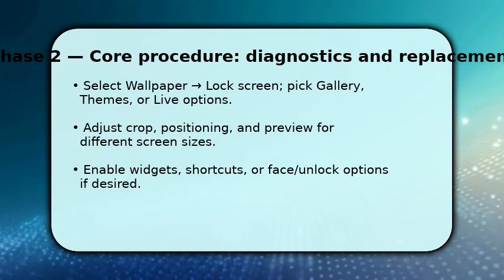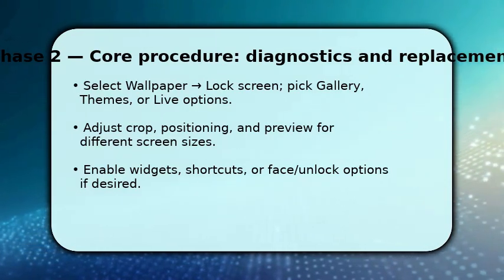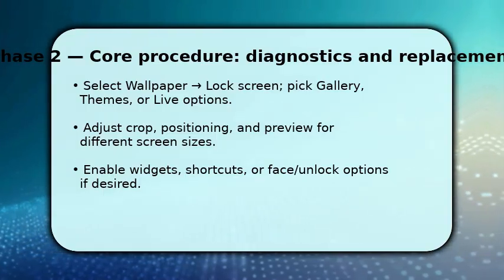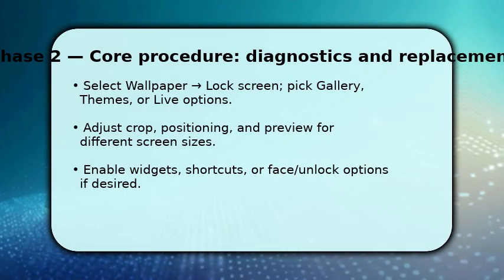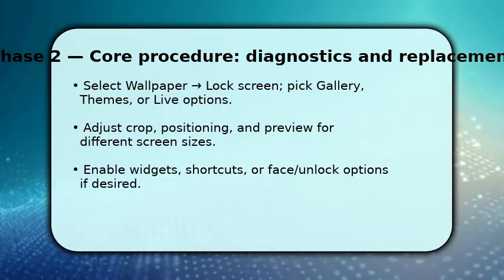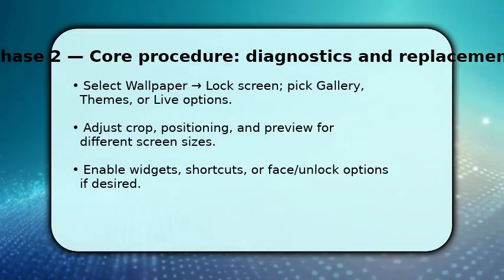Now you choose and customize. Tap Wallpaper, then Lock Screen, and pick Gallery, Themes, or Live Wallpapers depending on preference. When you pick an image, crop and position it to fit 16:9 or other aspect ratios, and use the preview to confirm text and icons remain legible.